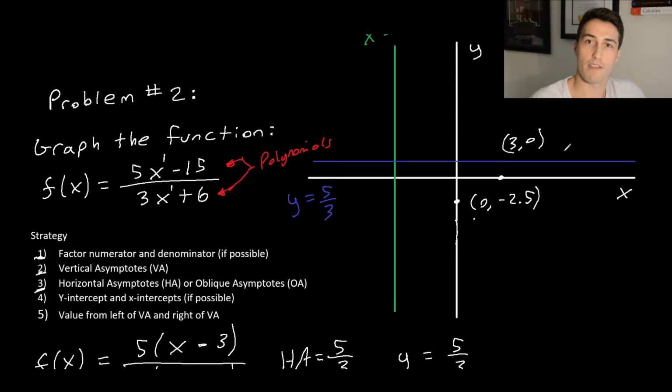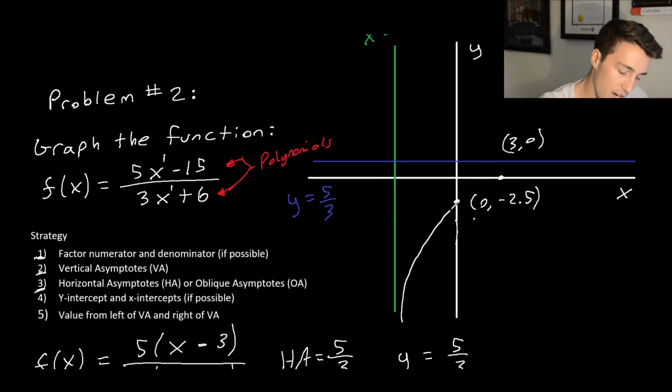And again, because we have this vertical asymptote and horizontal asymptote, as well as 2 points that this function has to go through, we know the function in this area is going to look something like that. It's going to approach the horizontal and vertical asymptote, but never touch them.